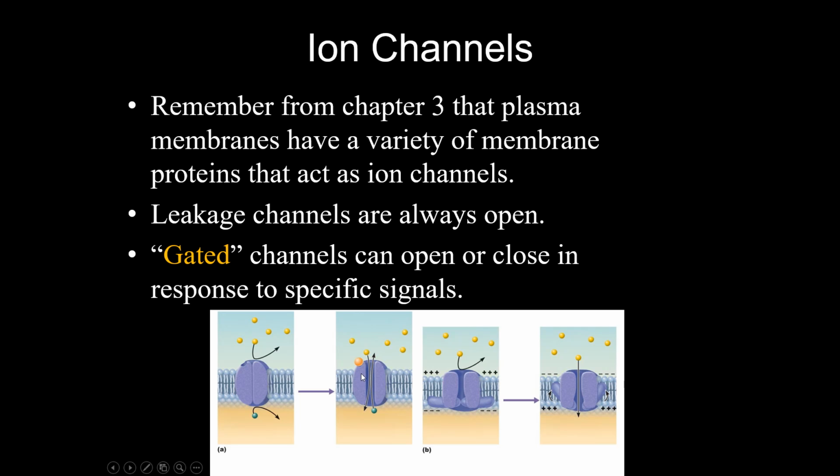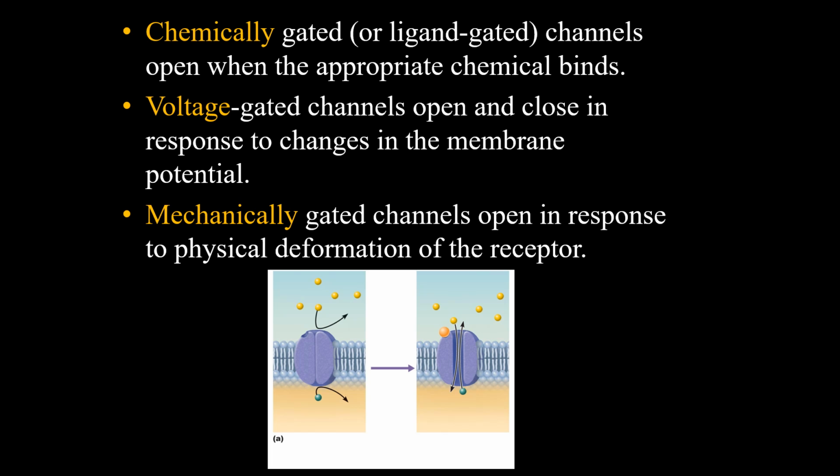When a chemical comes in and binds to it, it makes this gate open so that now these ions can go from an area of high concentration to an area of low concentration. So the only difference between these two: always open, or can open or close depending on needs. Next, there are 3 ways that we're going to talk about where you can open some of those gates.